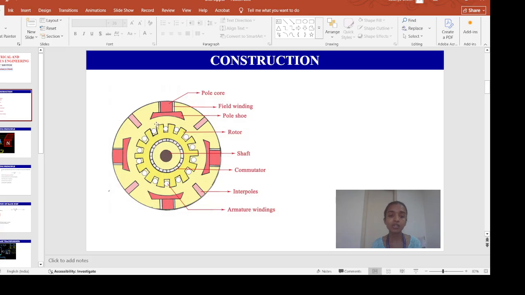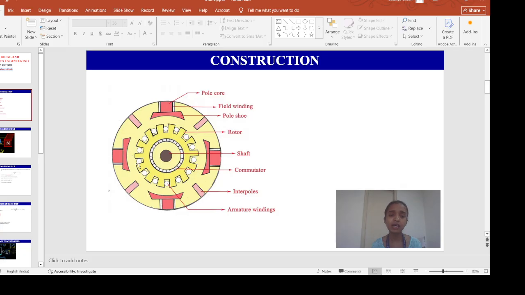This gap is called the air gap, and if you notice specifically, the edges of these field poles are horseshoe shaped. So why this specific shape? So that uniform magnetic flux distribution is maintained in these air gaps.